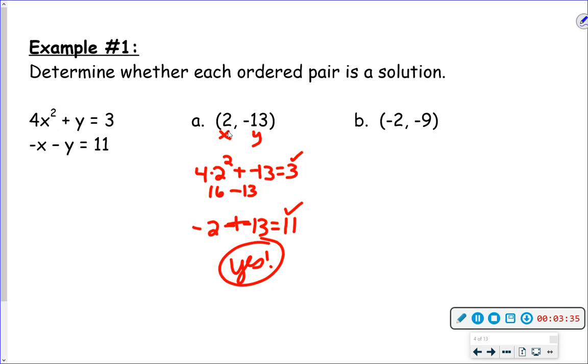Okay, B, same thing. I'm going to replace the x with negative 2, y with negative 9. So I'm going to put negative 2 in parentheses just to remind myself to square the negative. Let's see if that totals out to 3.